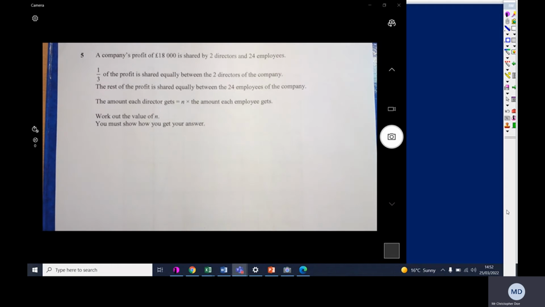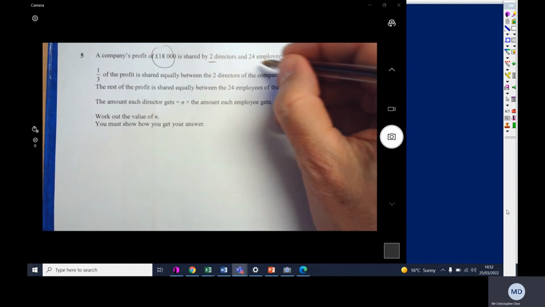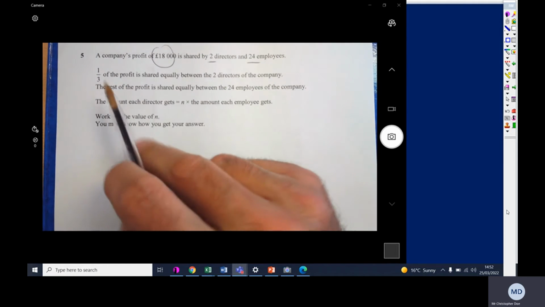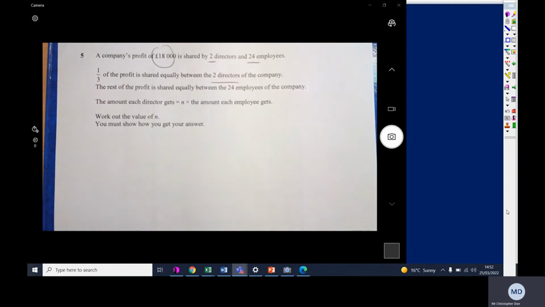Right, okay, question 5 is lots of words here, so this would be a good question to take your time and have a good read through. Okay, we've got profit of 18,000. It's shared by 2 directors and 24 employees. A third of the profit is shared equally between the 2 directors. Okay, so we can work that out.